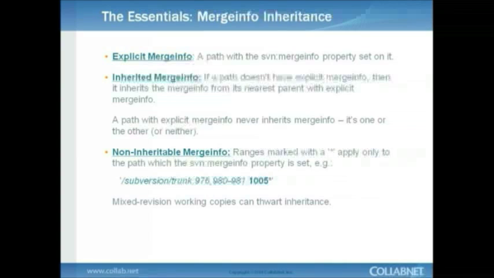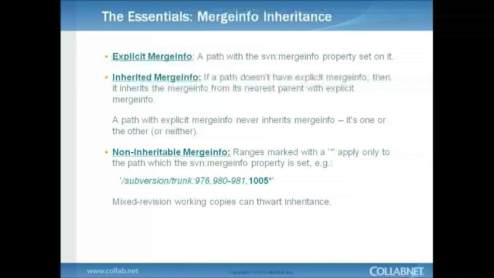Okay, mergeinfo inheritance. Understanding inheritance is absolutely necessary to understanding all but the simplest merge tracking cases. There are 3 simple concepts to understand regarding inheritance. 1, the simplest case of inheritance is when there is none. When a path has the svn:mergeinfo property set on it, we say it has explicit mergeinfo and it doesn't inherit anything. 2, if a path doesn't have explicit mergeinfo, then it can inherit mergeinfo from its nearest parent with explicit mergeinfo if such a parent exists.